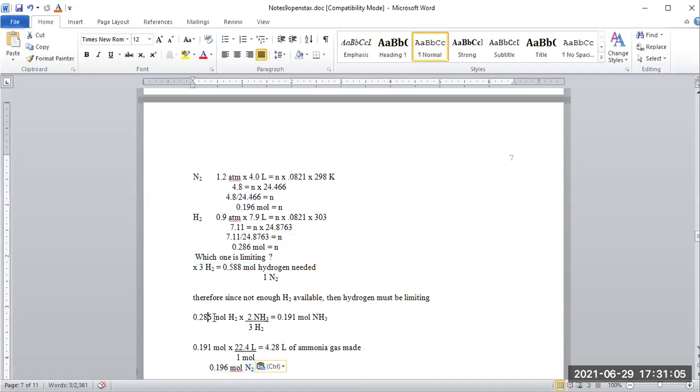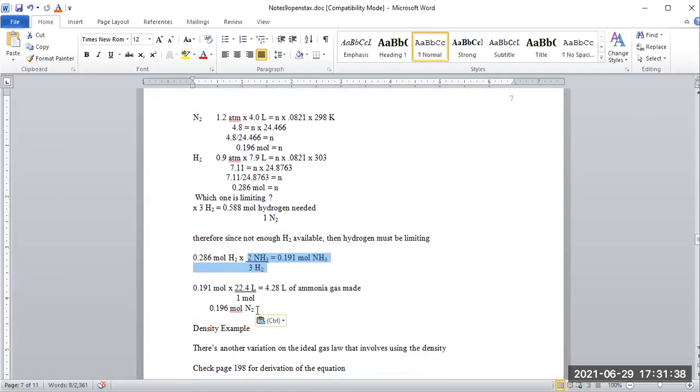And then this is my starting point for the next step. I'm using a different ratio here, okay? My ratio is 2-to-3. I'm making NH3 molecules and using up H2s. So that's where my 2-to-3 ratio came in. I can make 0.191 moles of ammonia. And then my final step is multiplying by 22.4, and I get 4.28 liters of ammonia gas.